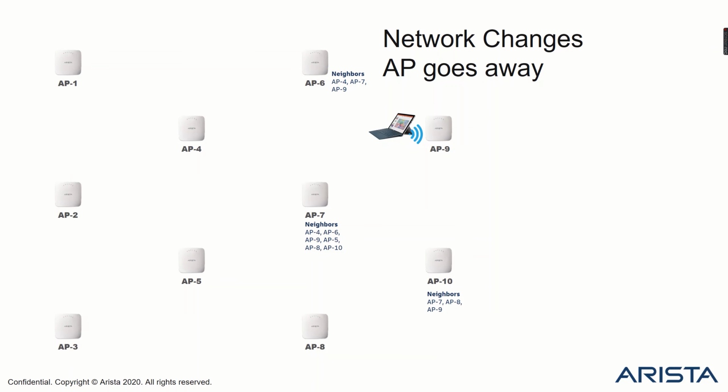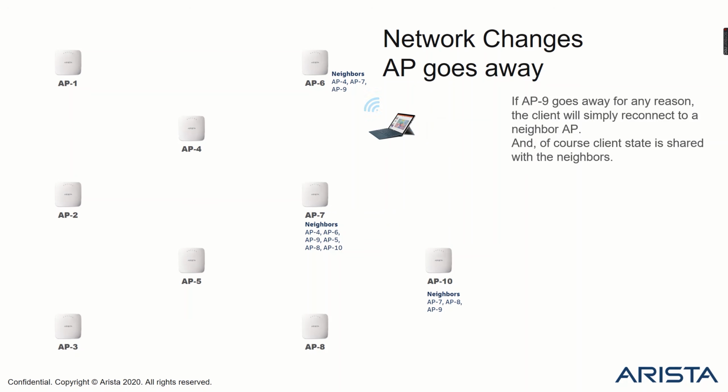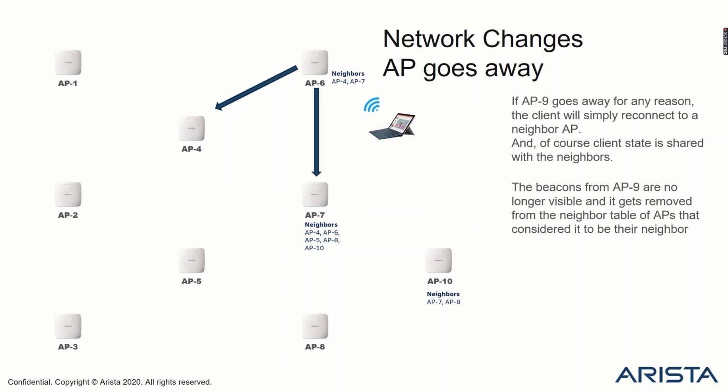Now, the other thing that needs to be thought through is what happens when network changes happen. So take an example that AP9 goes away because, let's say, it lost power. The client by default will try and associate to its next closest AP, which happens to be AP6, for example. And when it does that, like earlier, AP6 will share the state information of this client with AP4 and AP7. And the other thing that will happen is that because AP9's beacons are no longer visible, the APs which considered AP9 as their neighbor earlier, which are AP6, 7, and 10, will remove AP9 from their own neighbor table.